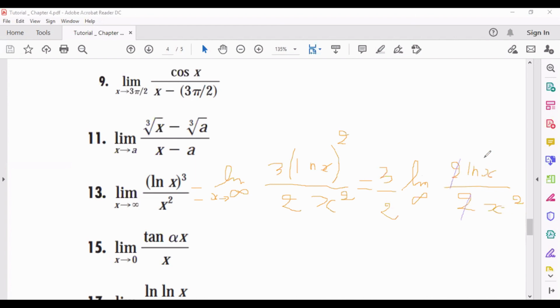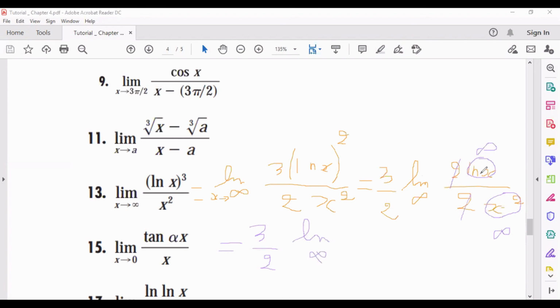Not yet, because ln x goes to infinity over infinity and infinity over infinity. We have the same problem. However, maybe it's better. It was ln x to the 3. Now it's just ln x. I have to apply once again the same formula. It's equal to 3 over 2. Now the problem becomes 1 over infinity once again.